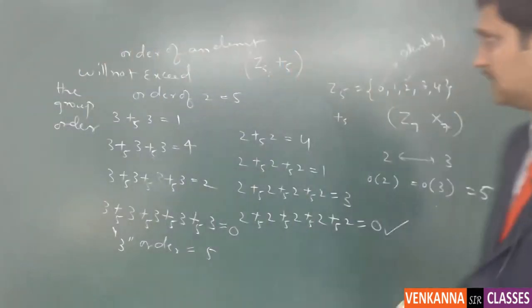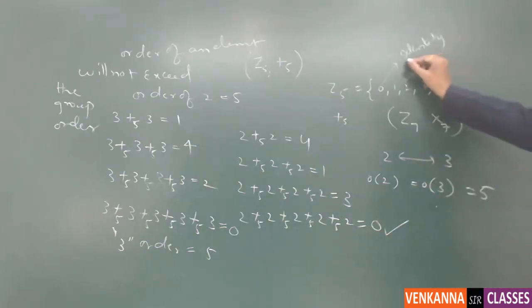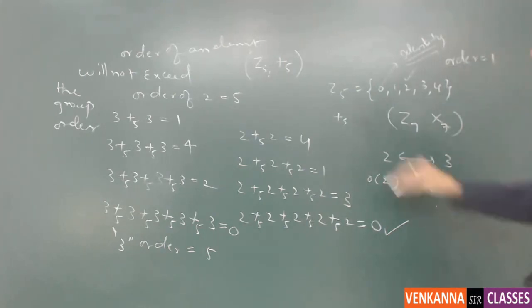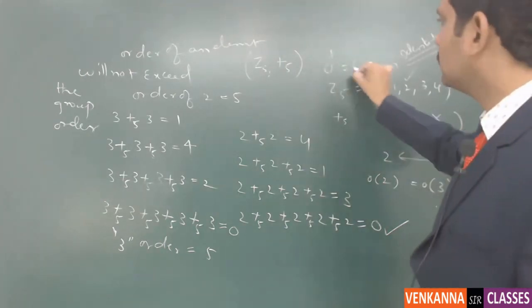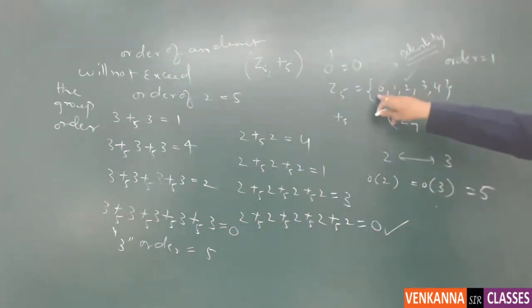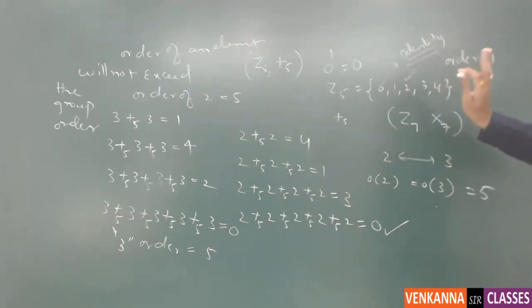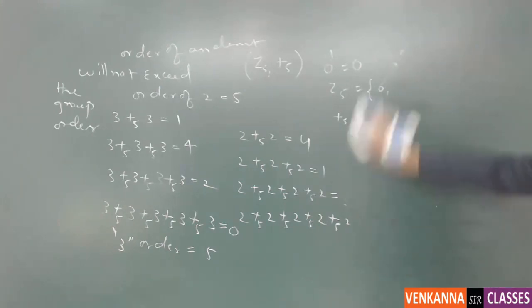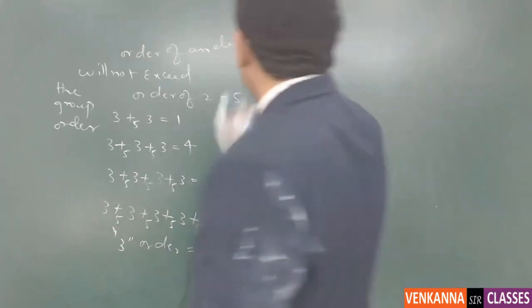And one interesting thing is, the identity element always has order 1, because 0 power 1 equal to 0. So every group, whatever the group you consider, the identity element has order 1, that is fixed. Now let us do one more thing. One good observation we can do.